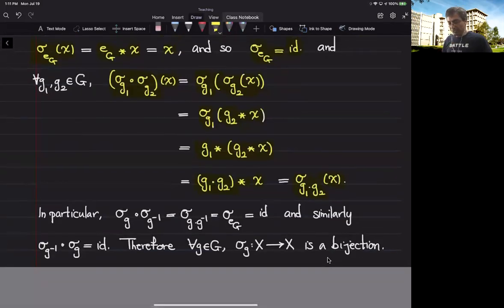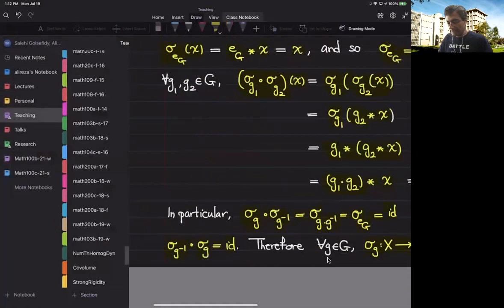In particular, I deduce that when I look at the composite of sigma sub g and sigma sub g inverse, I'm getting sigma of g dot g inverse, which is sigma of the neutral element, and that we showed to be the identity function. Similarly, when I look at the composite of sigma g inverse and sigma g, we end up getting the identity function. That implies that sigma sub g is an invertible function, a bijection from X to X. Therefore, it belongs to the symmetric group of X.